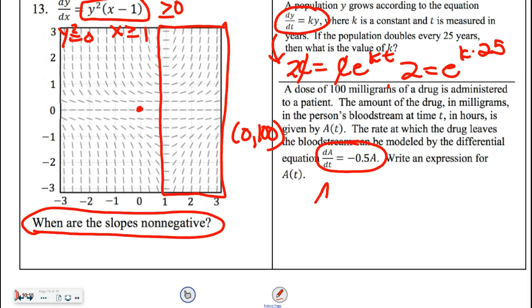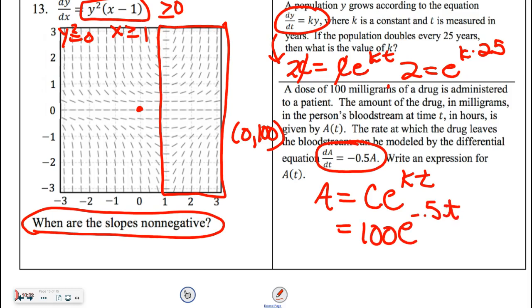Yep, so when I solve this for A, I'll get C e to the K T, or A of T, if you want to write that. But that's kind of nice because C was handed to me, the initial amount. K was also given to me. So understand that sometimes they're quite simple. That will give me the amount in the bloodstream after any given time. Right? We good with that?